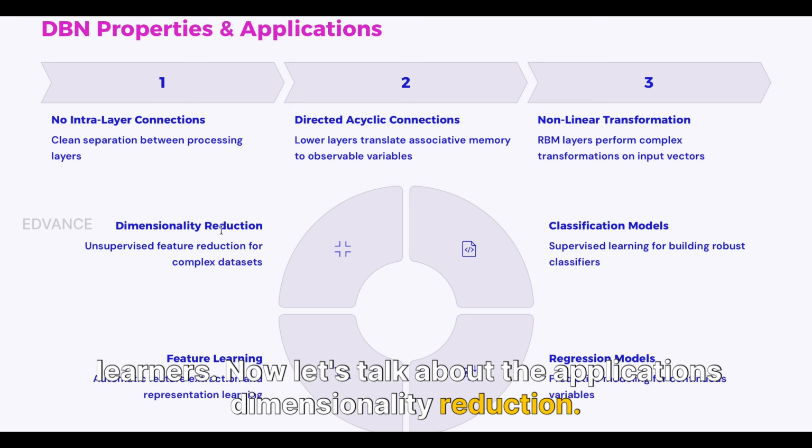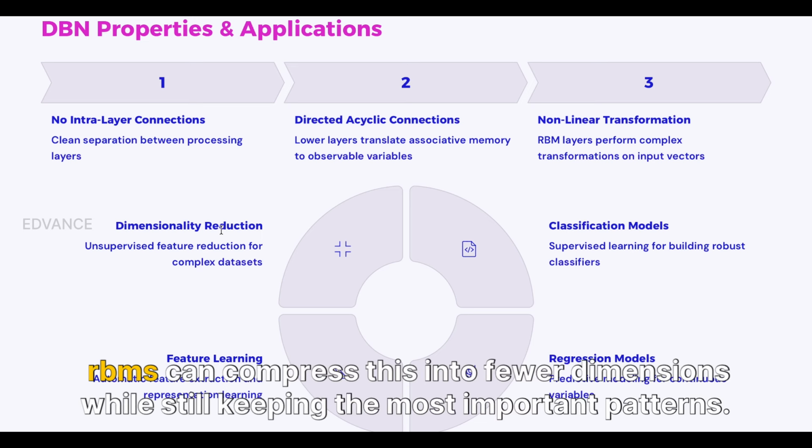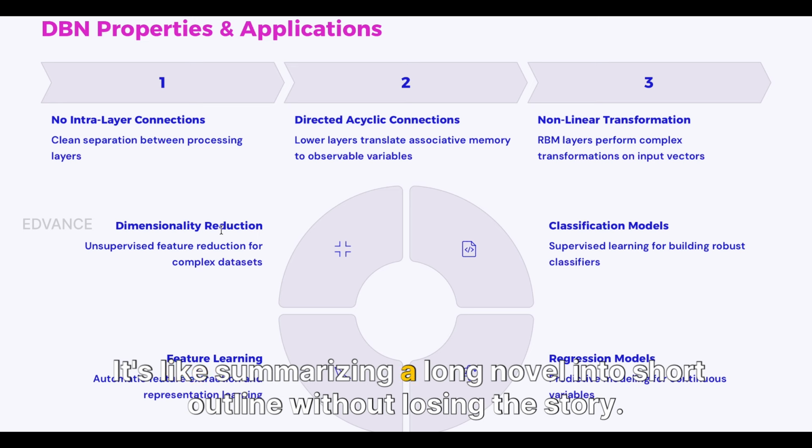Dimensionality reduction. Suppose you have a data set with thousands of features like medical images. It's very complex. RBMs can compress this into fewer dimensions while still keeping the most important patterns. It's like summarizing a long novel into a short outline without losing the story.